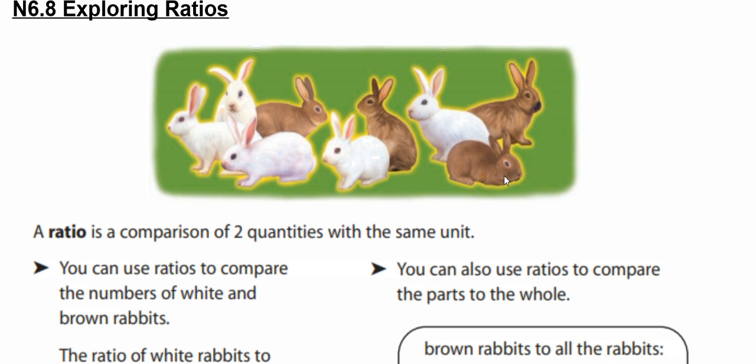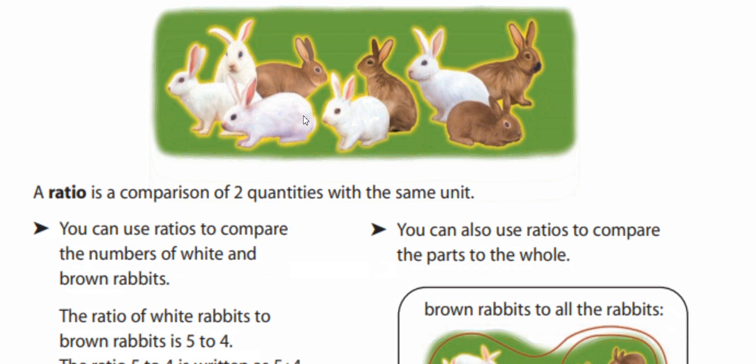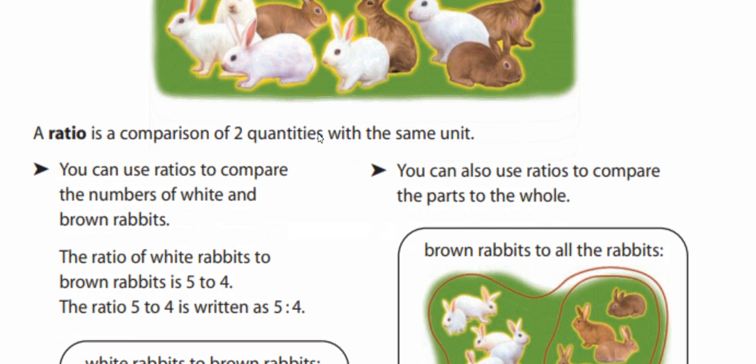Although I have two different types of rabbits, white rabbits and brown rabbits, I can compare them because at the end of the day, both of them are still rabbits. So we can use ratios to compare the numbers of white and brown. I have 1, 2, 3, 4, 5 white rabbits and 1, 2, 3, 4 brown rabbits. So the ratio of white rabbits to brown rabbits is 5 to 4.